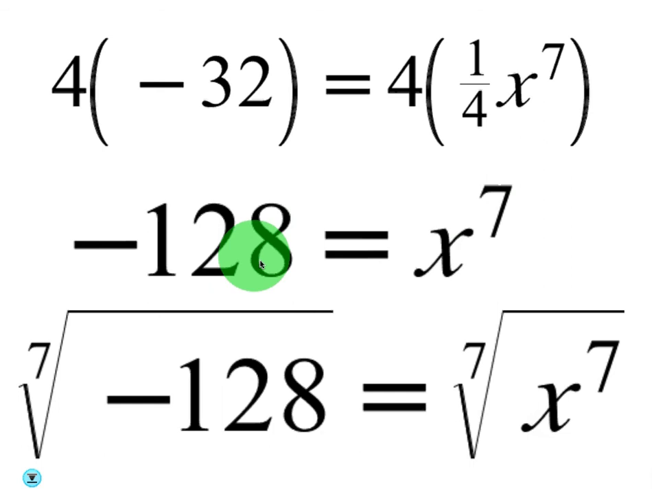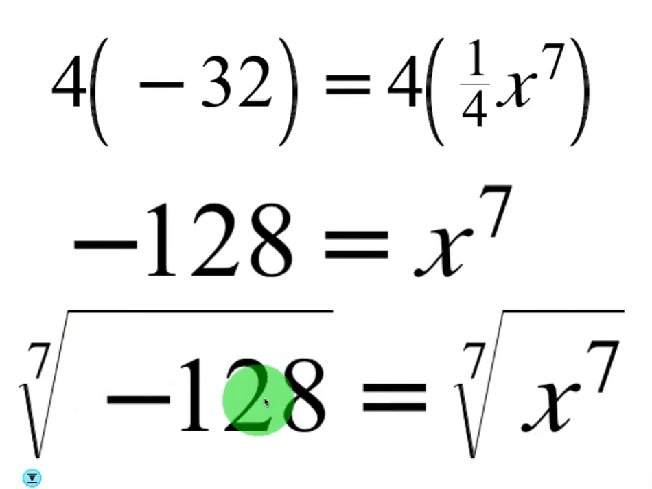Final step. When you have an exponent and you want to get rid of it, you have to take the opposite root. For example, if it was x squared, I would take the square root. If it was x cubed, I would take the cube root. This is the x to the 7th, so I have to take the 7th root. That will cancel the exponent. So I'll just be left with x, which is the goal. So 7th root of negative 128.